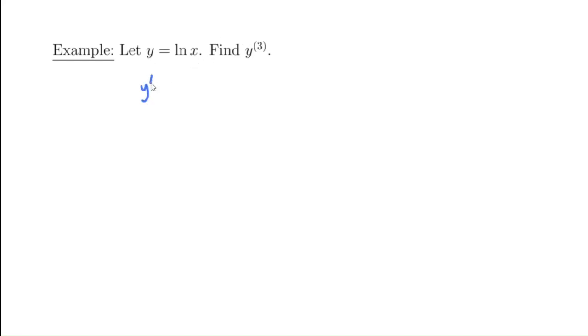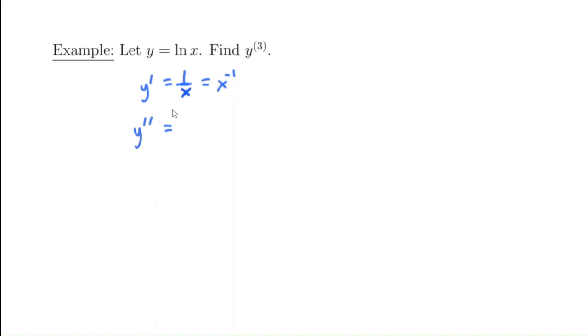Well, notice y prime is just going to be 1 over x. Okay, the derivative of natural log of x is just 1 over x. Now, how do we do the derivative of 1 over x? Well, we could use the quotient rule, low d high minus high d low all over low squared, and that would be fine. But let's actually rewrite this as x to the minus 1 power. Okay, so what's the derivative of x to the minus 1?